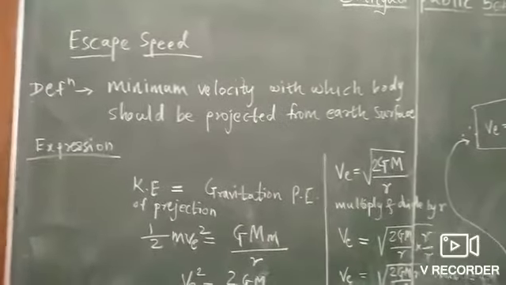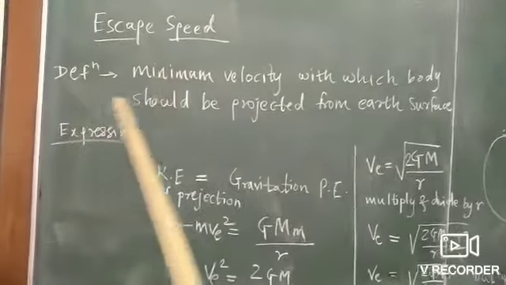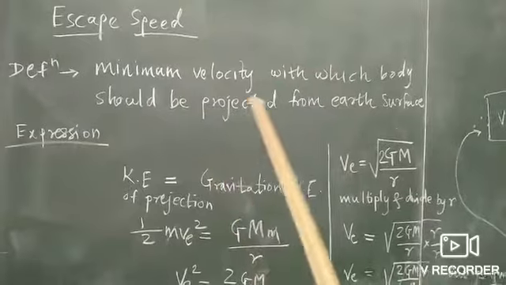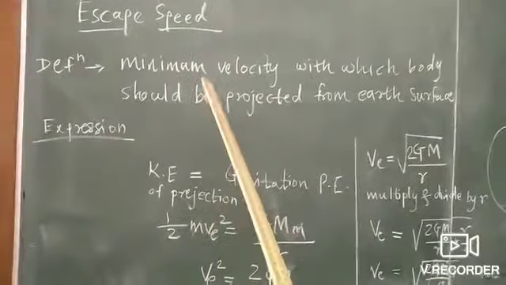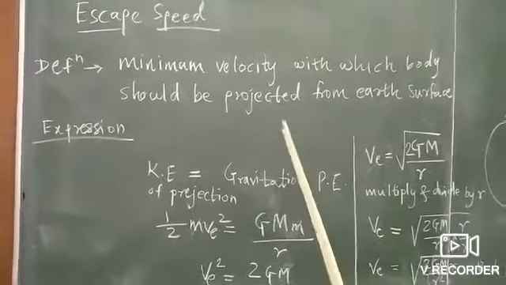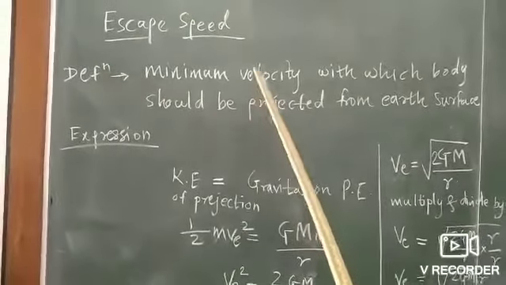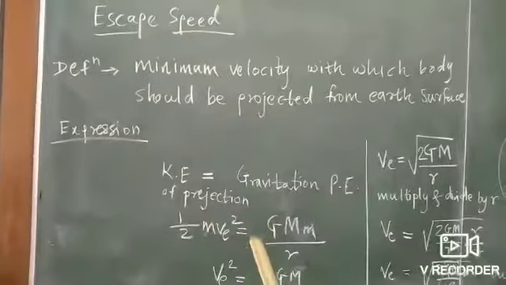Now we are going to discuss escape speed. First, try to understand the definition of escape speed. It is the minimum velocity with which a body should be projected from the surface of the earth. So it is the minimum velocity required for a body projected from the earth's surface. That speed is known as the escape speed. It is denoted by the letter v.